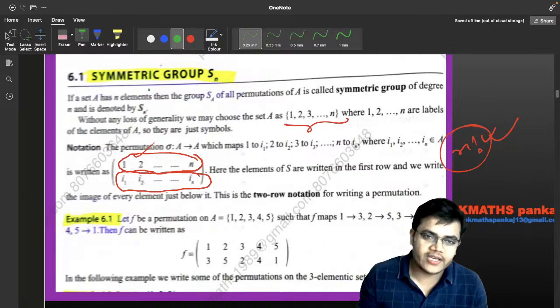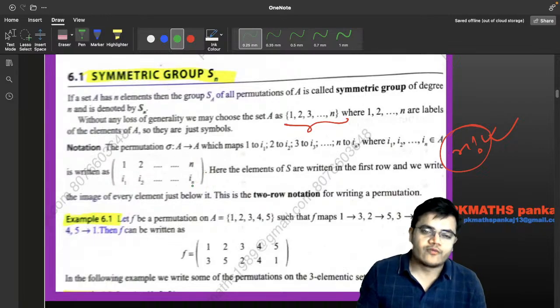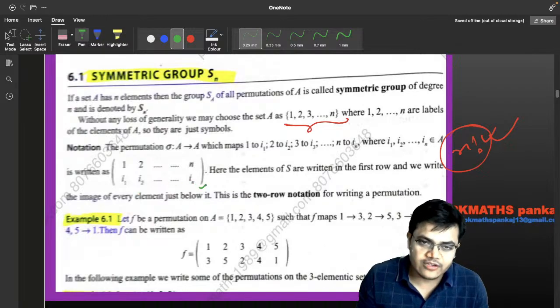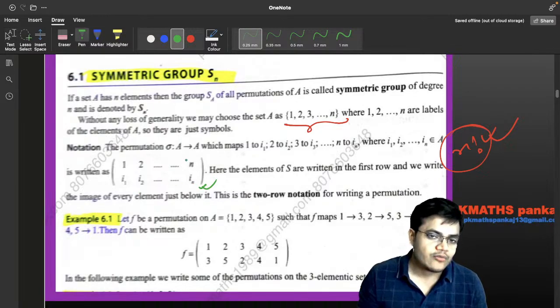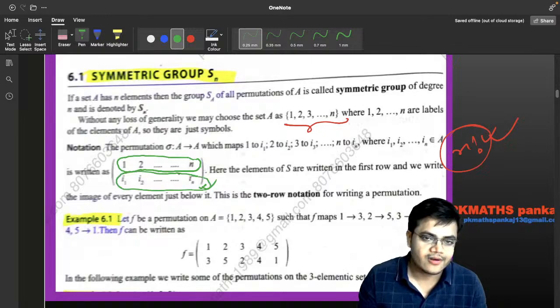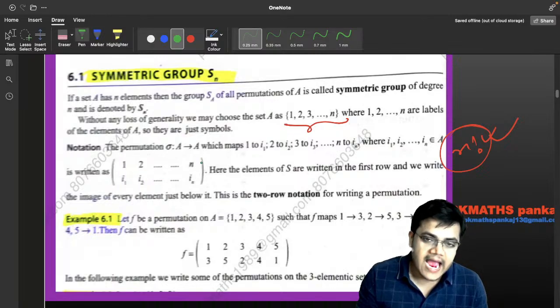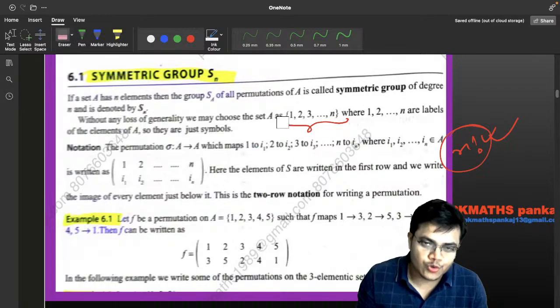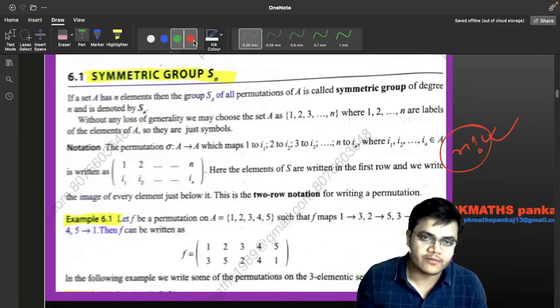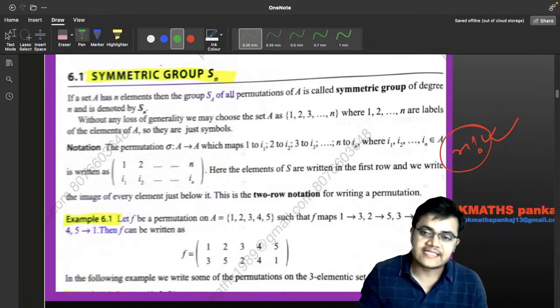And there are 2 ways to represent a permutation group. For example, you can see the representation over here. This is a 2-row representation. We used to write the elements of A over here, and we used to write their images over here. So this is a 2-row representation. And there is also a very interesting and very useful way to represent a permutation group, and that is called cycle notation.